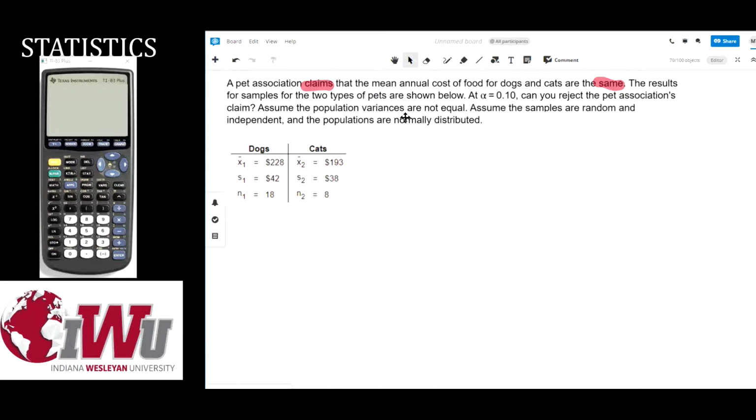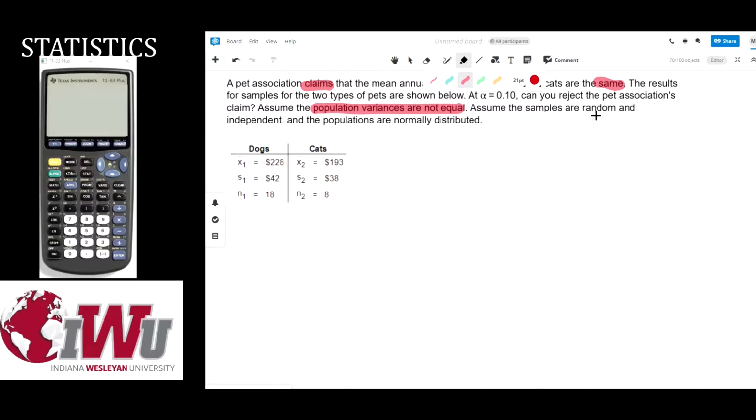Assume the population variances are, here we go, key here. Population variances are not equal. So when we get the degrees of freedom, it's going to be a little different. It's not going to be the n1 plus n2 minus 2. We're going to look at the minimum of the n1 minus 1 and n2 minus 1. We'll go over that in a second. We got the population variances are not equal.